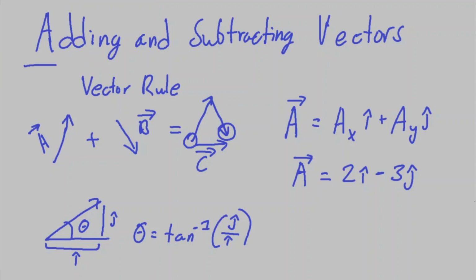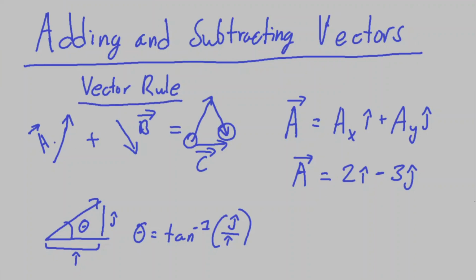Alright, so today we're going to be going over adding and subtracting vectors. There are three things to know here. First is the vector rule. Let's say we have vector A going up to the right a little bit, and then vector B going south to the east a little bit.